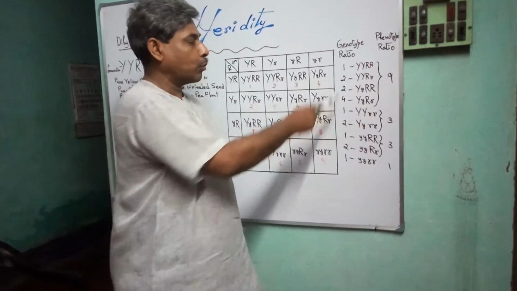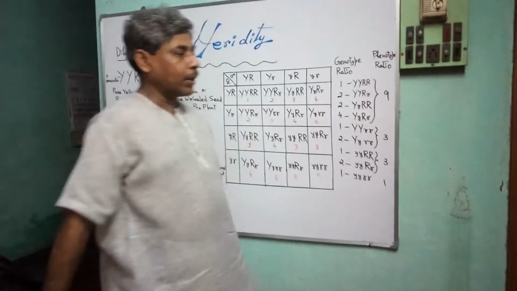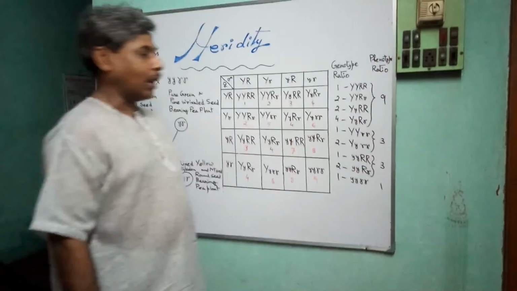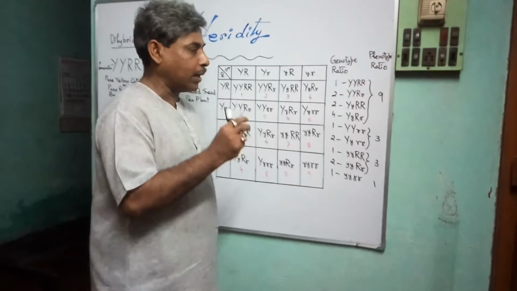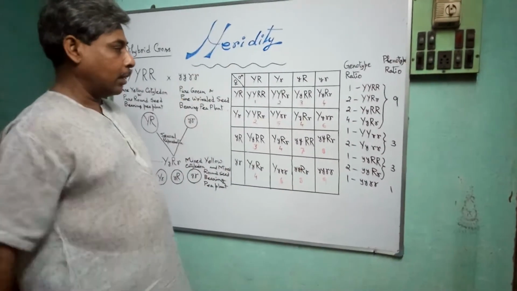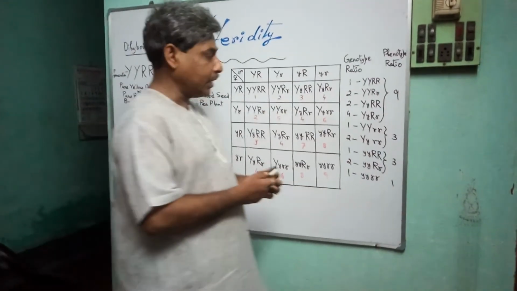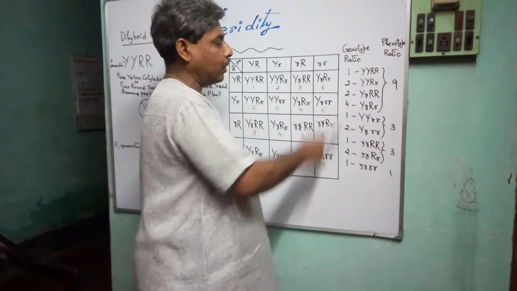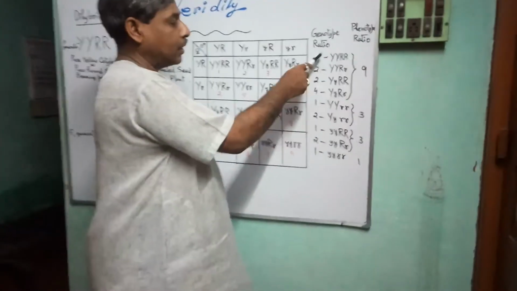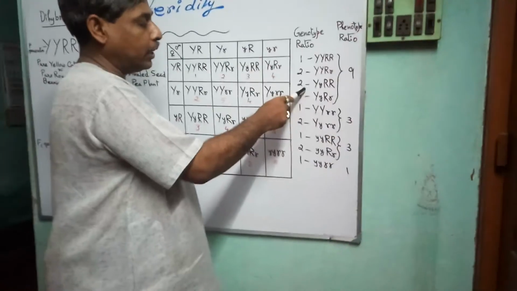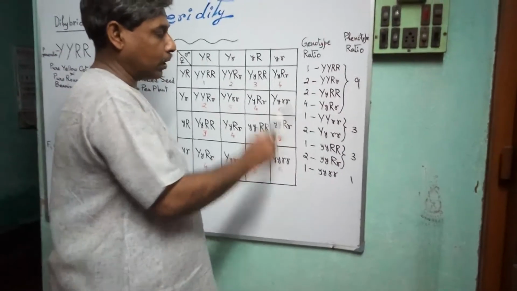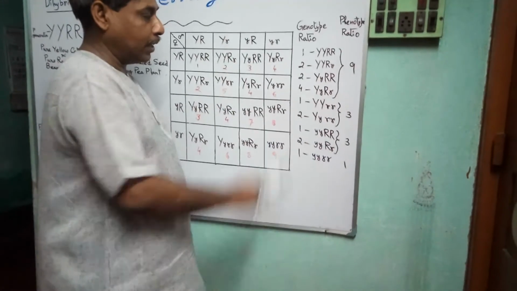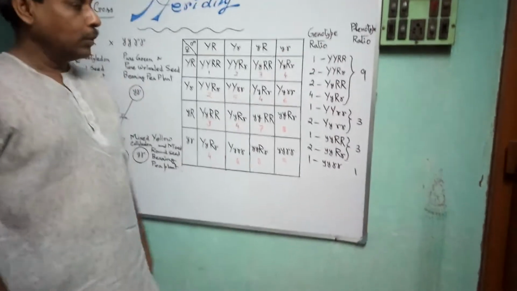So we can memorize it using our own techniques. As we memorize mobile numbers, which bear many digits, we can memorize the ratio by binomials: 1, 2, 1, 2, 4, 2, 1, 2, 1. I repeat, 1, 2, 1, 2, 4, 2, 1, 2, 1 is the genotypic ratio.